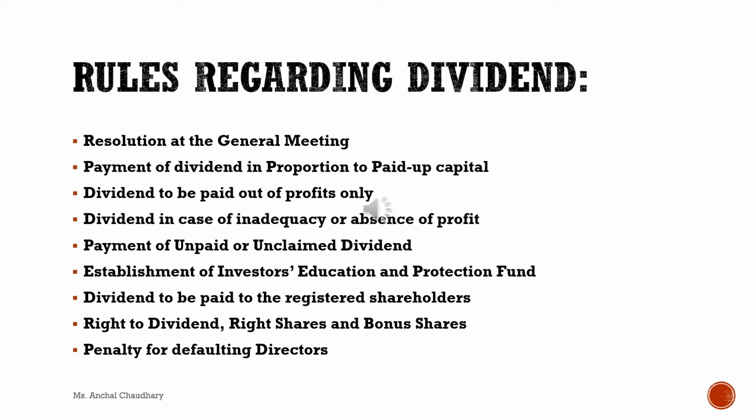Next, in case there is an inadequacy or absence of profit, then the company can declare dividend out of the accumulated profits earned by the company in its previous years, in case of inadequacy of profits only. If there is not an adequate amount of profit, then only the company will give the dividend from previous years' profit.